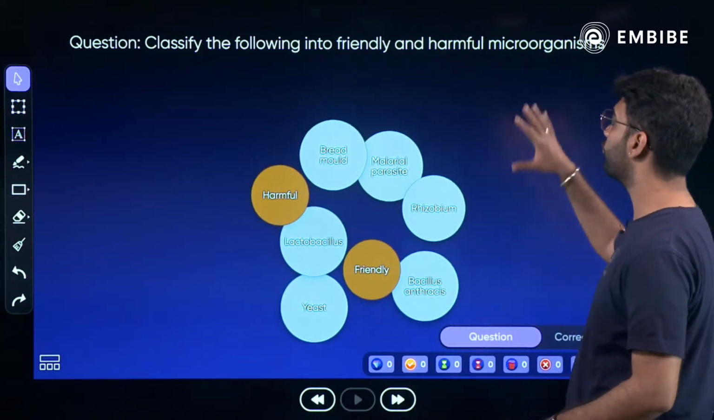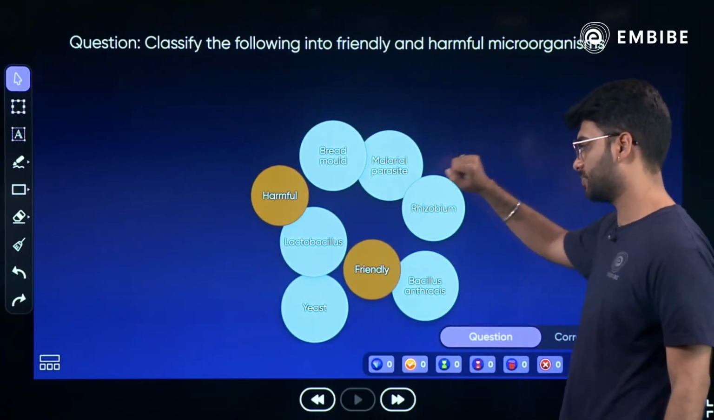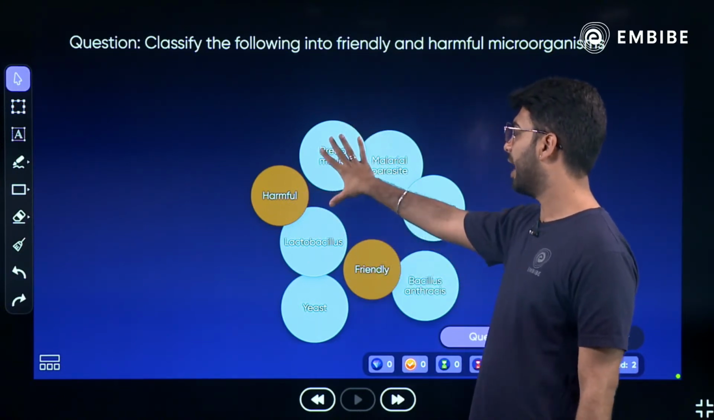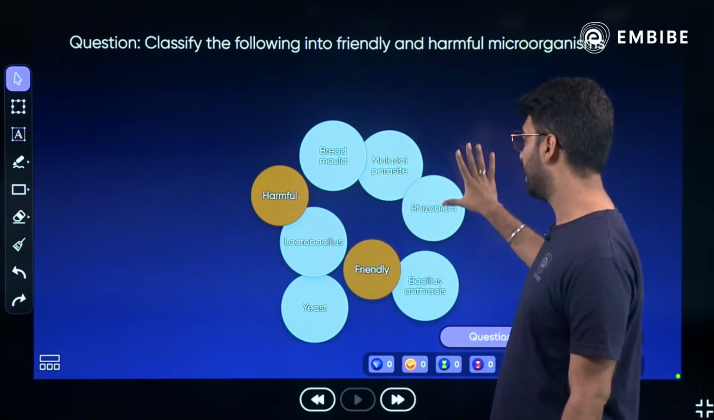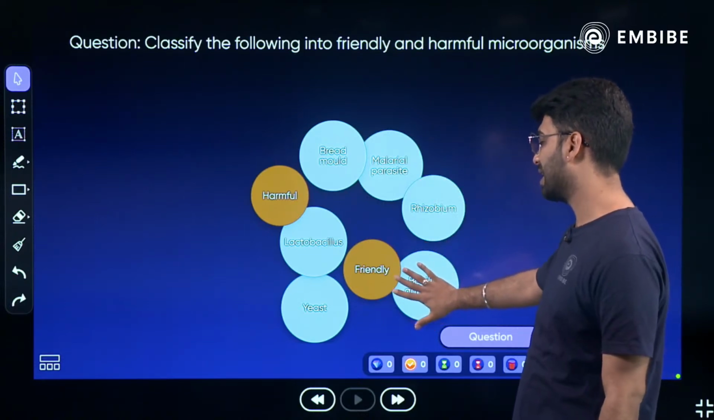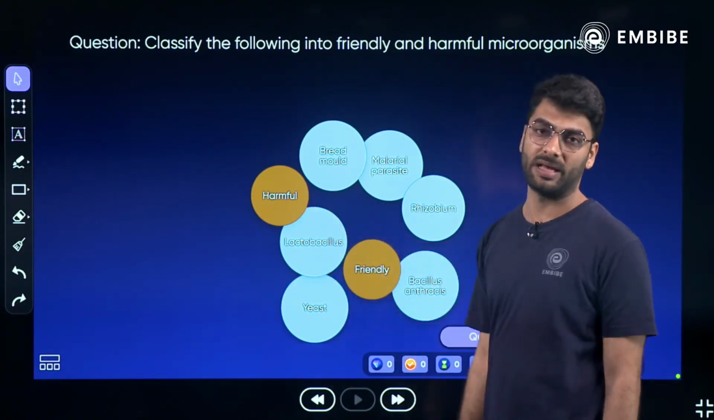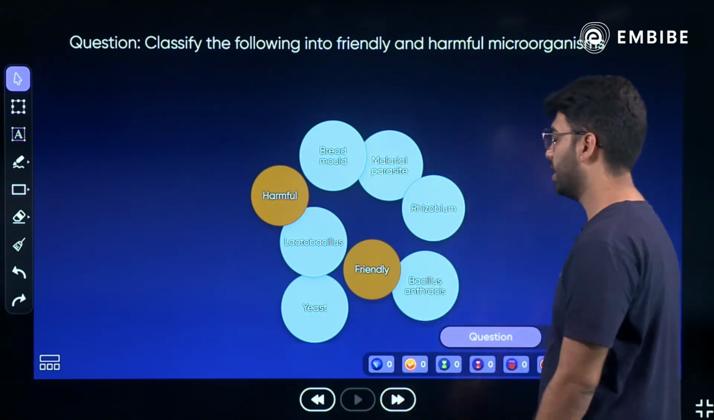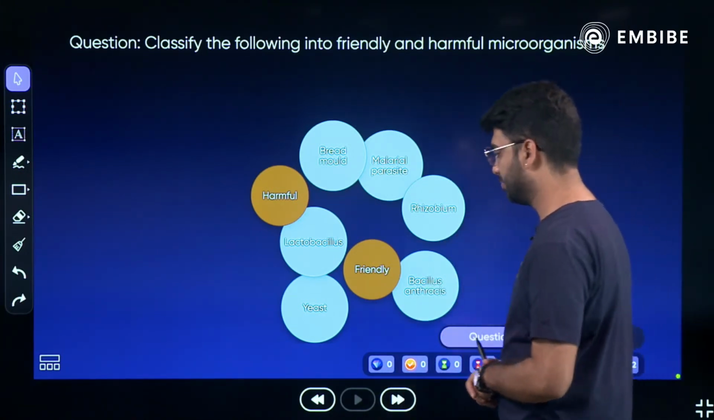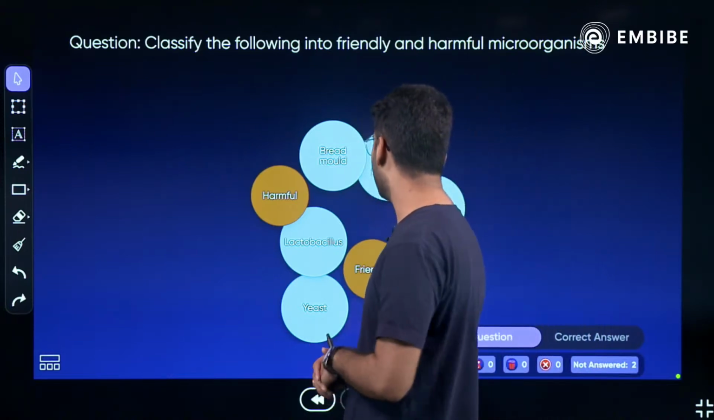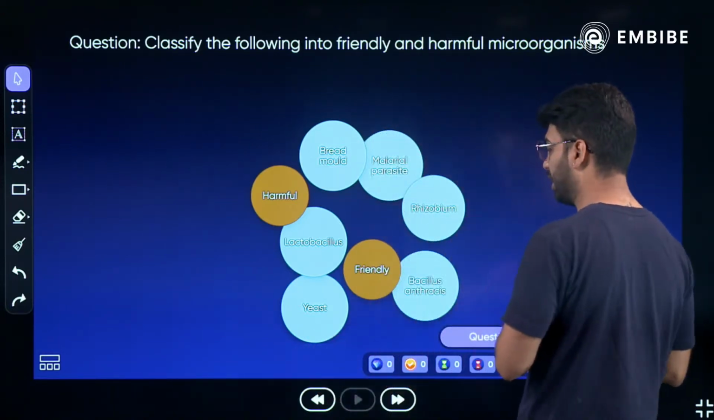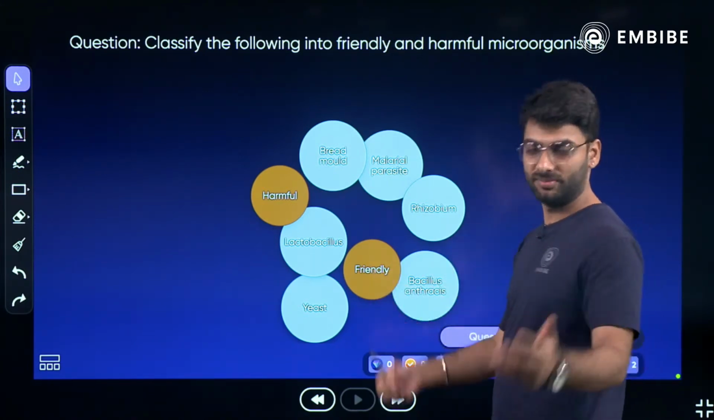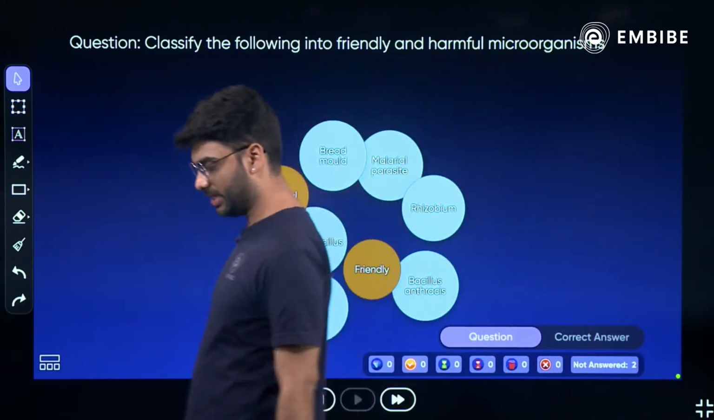Classify the following into friendly and harmful microorganisms. So we have harmful and friendly. The options are bread mold, malarial parasite, rhizobium, bacillus anthracis, yeast and lactobacillus. Which of these are friendly? Which of these are harmful? So tell me the answer. I can give you a hint that under friendly we have got 3 and under harmful we have got 3. Super easy.